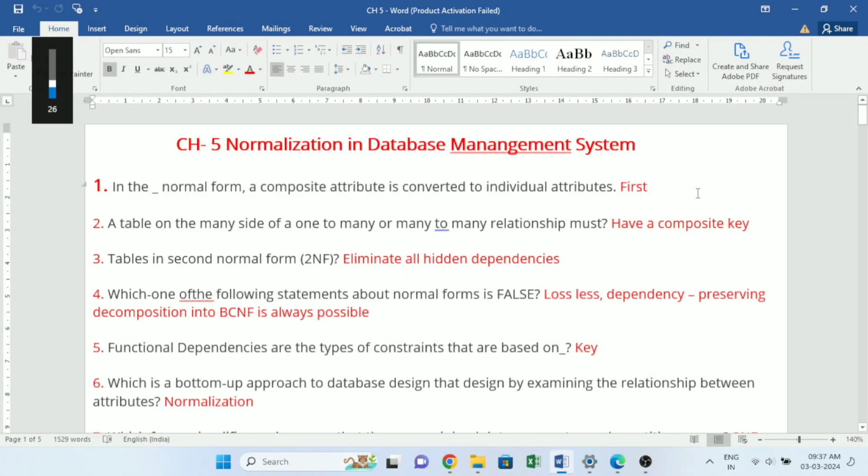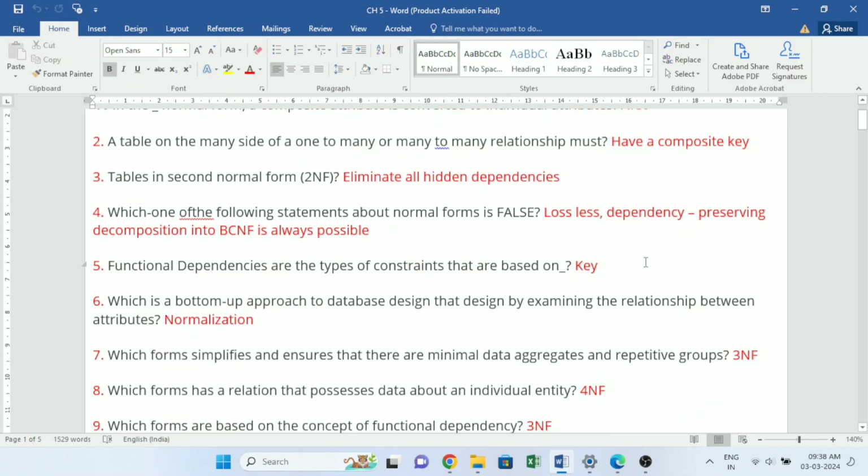Chapter 5: Normalization in Database Management System. 1. In the first normal form, a composite attribute is converted to individual attributes. 2. A table on the many side of a one-to-many or many-to-many relationship must have a composite key. 3. Tables in second normal form, 2NF, eliminate all hidden dependencies.